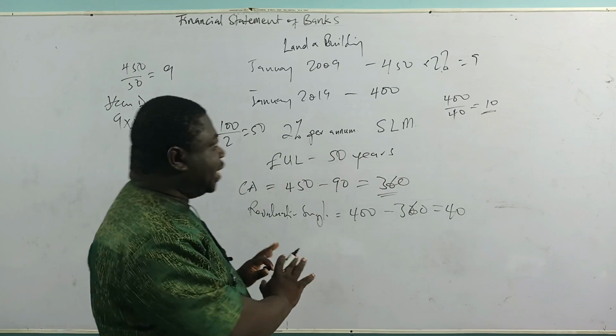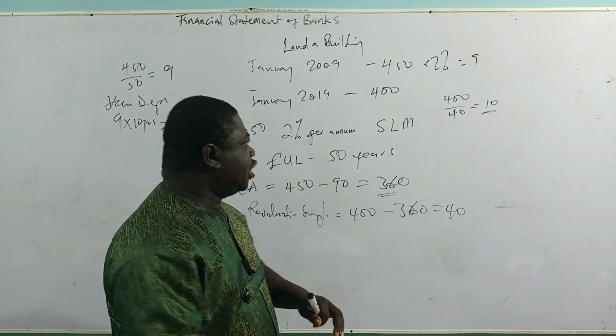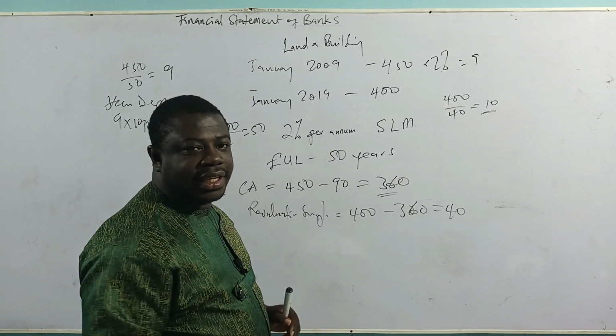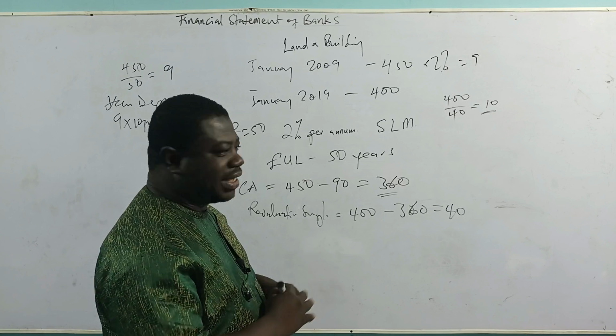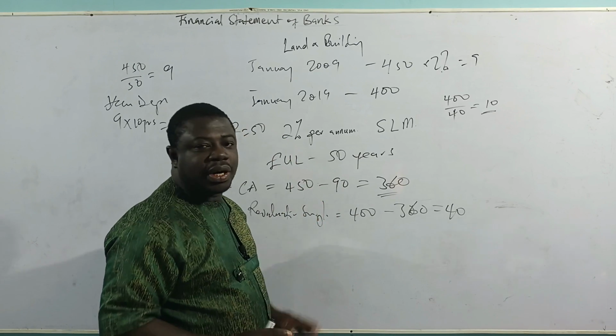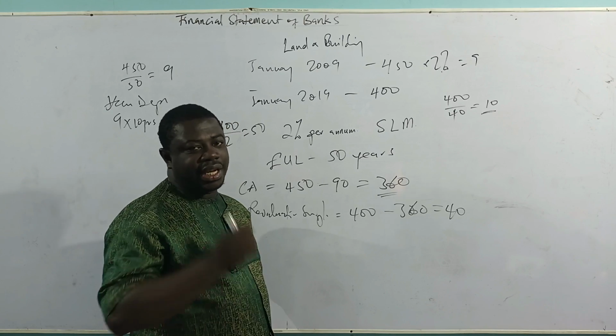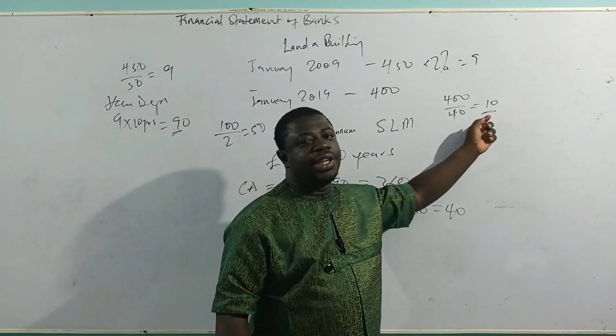This is not the workings. I'm just analyzing the question because I have not finished reading the question. I want to finish reading the question and analyze it like this, and then I will start solving it. So please take note. I need you to understand the dynamics of what we are doing. This is just for you to understand the information that they have put there. So we are going to use this 40 and this is also going to be the depreciation.